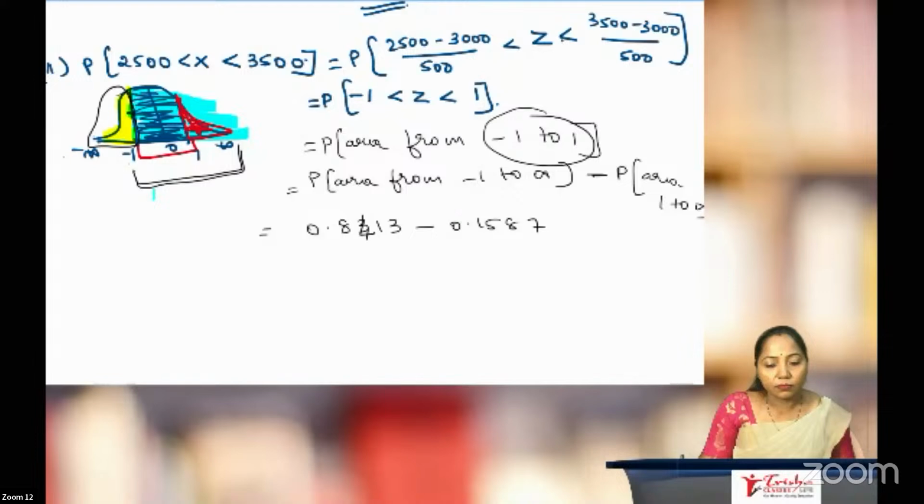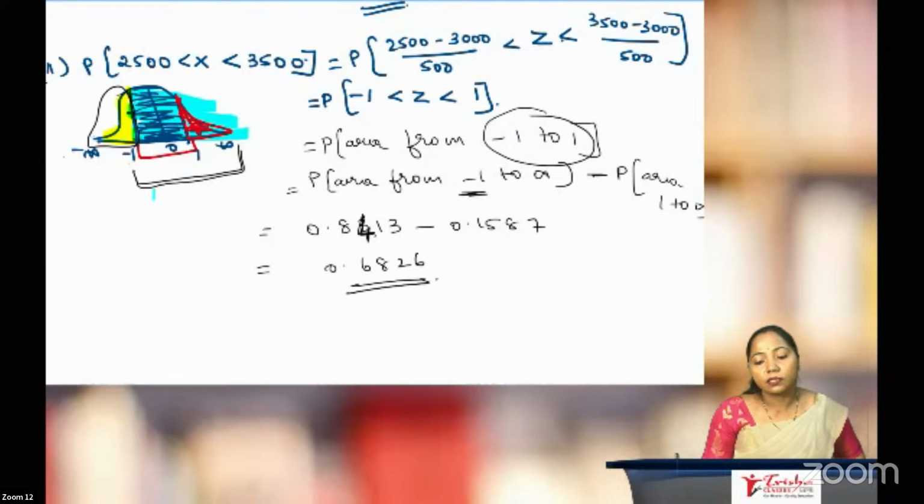So is this 0.8413? Just check. When z is minus 1. Yes. Okay. So what is the difference? 0.8413 minus 0.1587 gives 0.6826. So that is how we find the probabilities for a normal distribution.